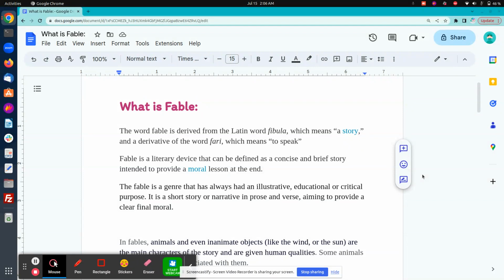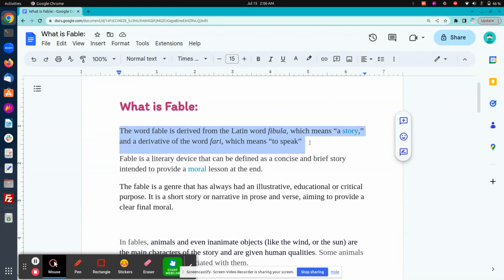All right. The word fable is derived from the Latin word fabula, which means a story, and a derivative of the word fari, which means to speak. So again, what they're trying to say is that the fable comes from a Latin word, fabula, which literally means a story, and a derivative of the word fari, which means to speak.